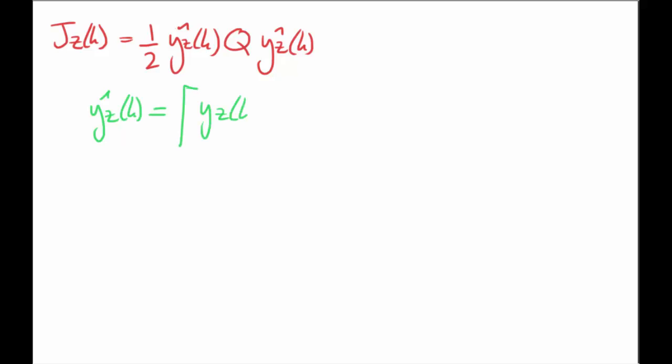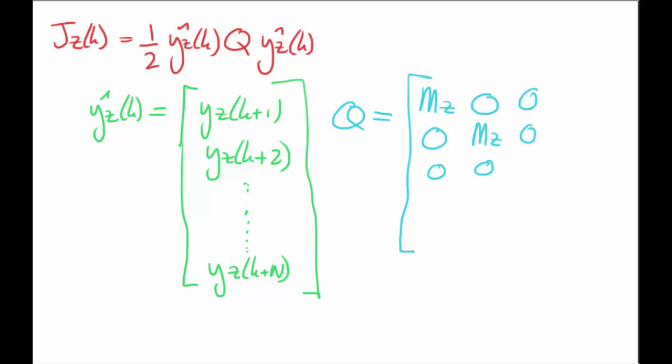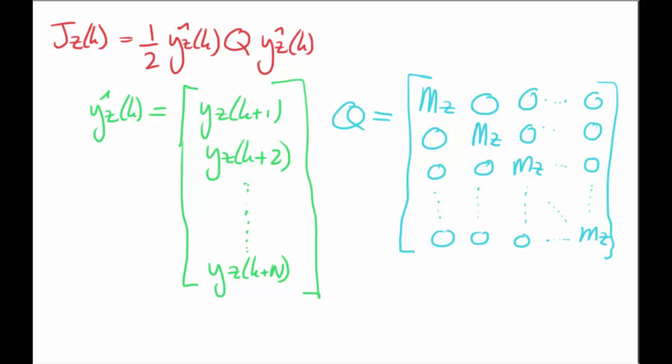So what is the cost function when you combine i equal to 1 all the way up to N, which is all the values of the receding horizon? You get YZ hat, which is equal to an array of all the receding horizon values, and then you get Q, which is a diagonal matrix which is multiplied by the MZ. So it's just adding up all the multiplications of every step all the way up to N.